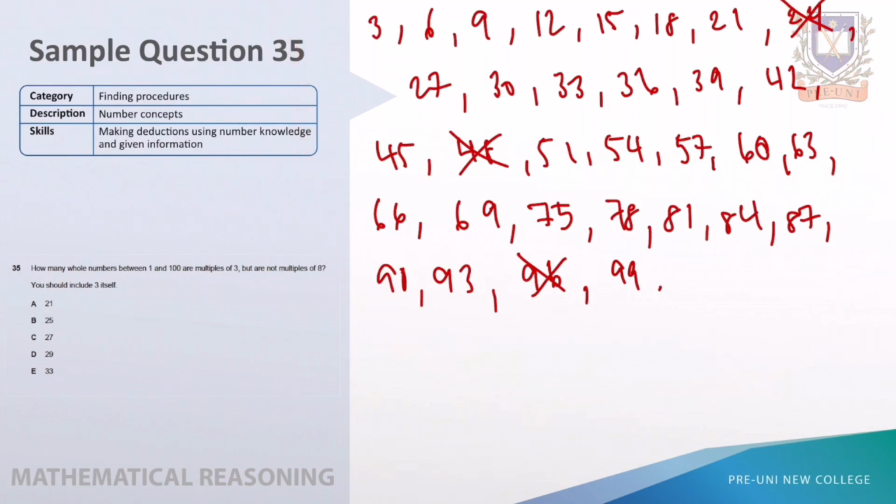So once we've listed all of these out, when we count each one, we know that there are 29 multiples of 3 that are not multiples of 8 also. So D is the answer.